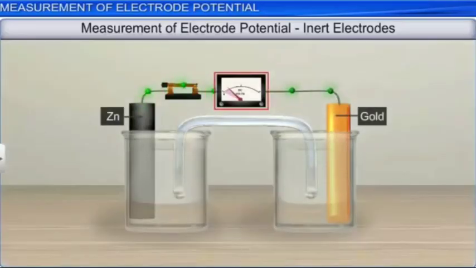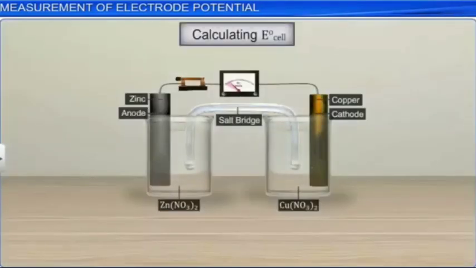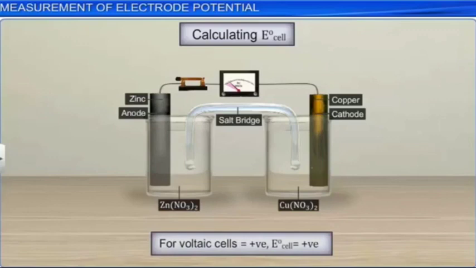If inert electrodes are used, then the electrodes do not change in size as the spontaneous reaction proceeds. The potential difference between the two electrodes gives the cell potential. For Voltaic cells, the cell potential is always positive. To calculate the EMF of the cell, add the potential for the cathode half reaction and the potential for the anode half reaction.